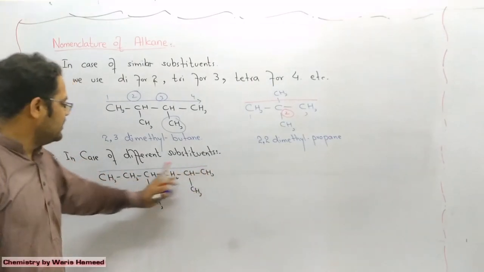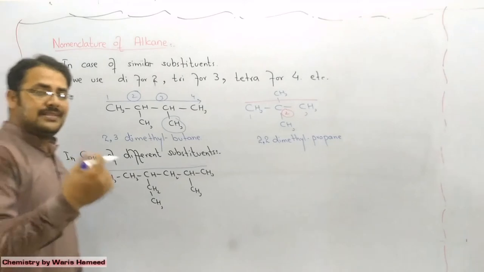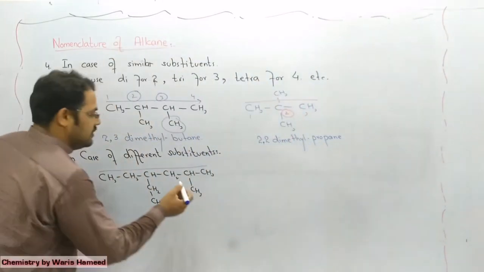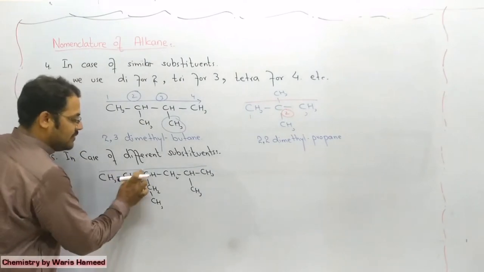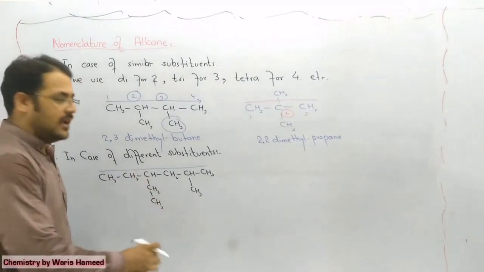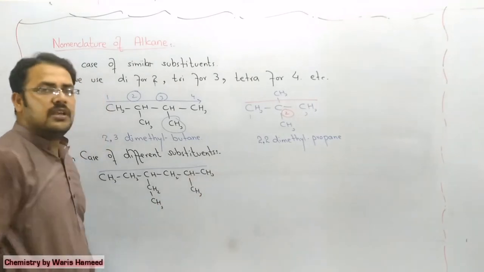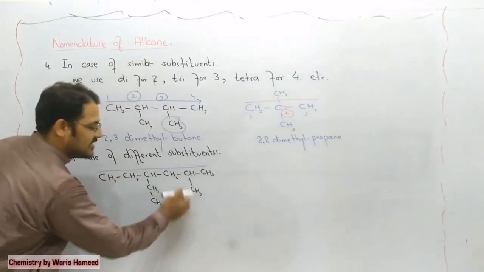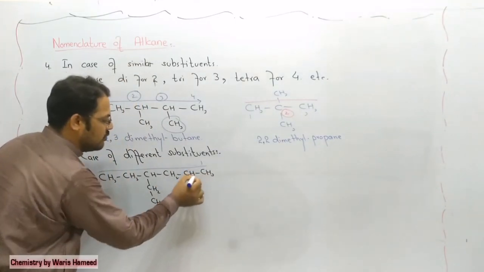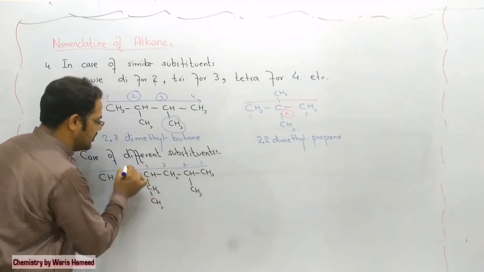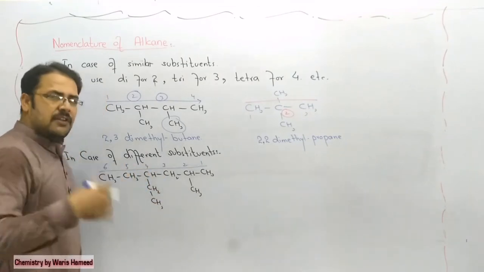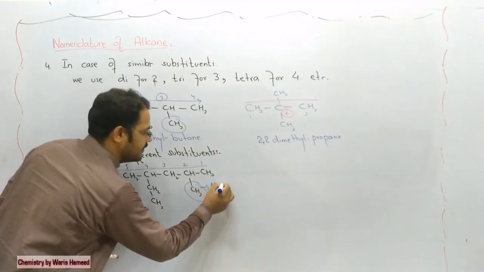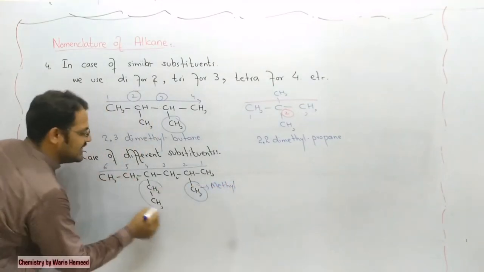If I have chosen this longest chain, then the second rule is to give the number to a carbon. Now, if I number from this side, the third carbon will have the substituent. And from this side, the second carbon has the substituent. Then we will prefer that side from where the substituent gets the minimum number. So carbon 1, carbon 2, carbon 3, carbon 4, 5, and 6. This numbering will be accurate. And it's methyl, and it is ethyl group.